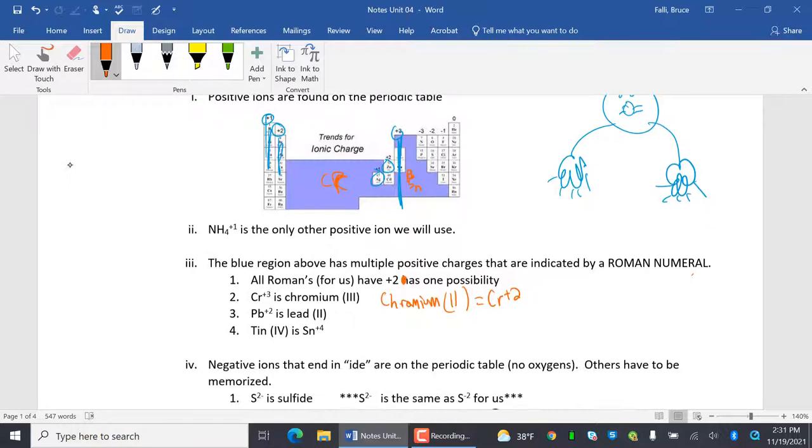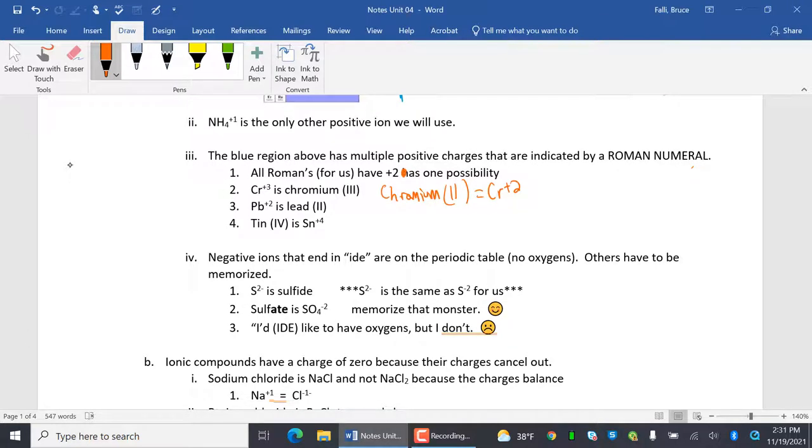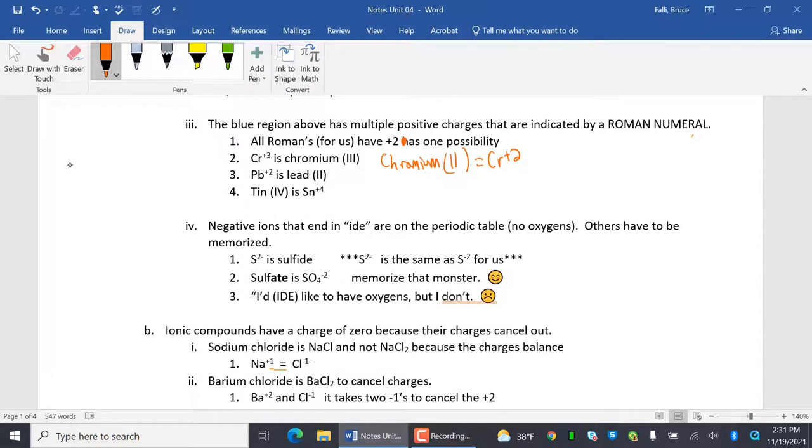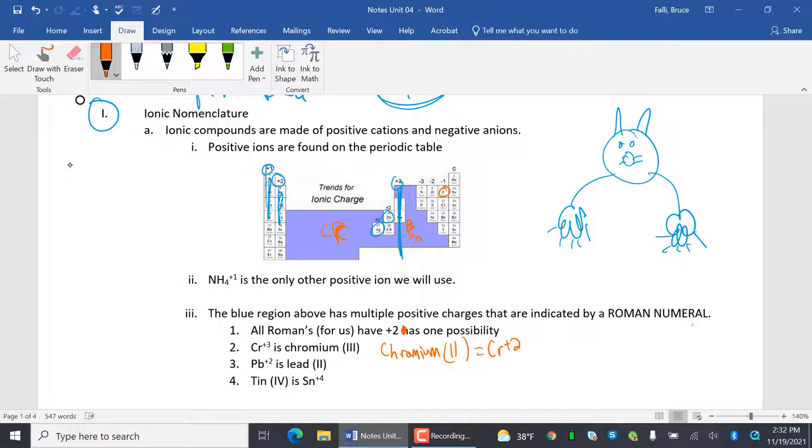Okay? That's that. Negative ions that end in ide are on the periodic table. That means they don't have oxygen. So we spent a little bit of time trying to learn our ions. But if you look at the periodic table, if it's just one element, S negative 2 is sulfide. Sulfate is SO4 negative 2. Sulfite, its close brother, is SO3 negative 2. Notice how it doesn't end in ide. So over here, if I had F, it would be fluoride for F negative 1, chloride for Cl negative 1. But if I had ClO3 negative 1, that's not chloride. Pretty soon you'll know that's chlorate, just like the turkey I ate.